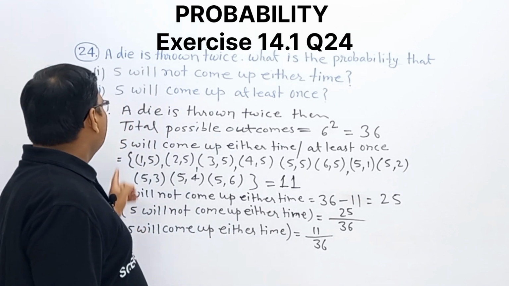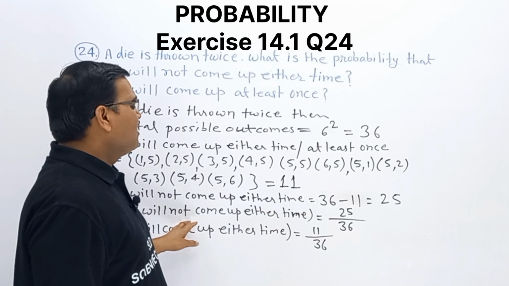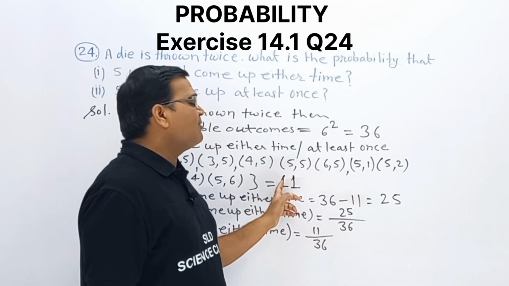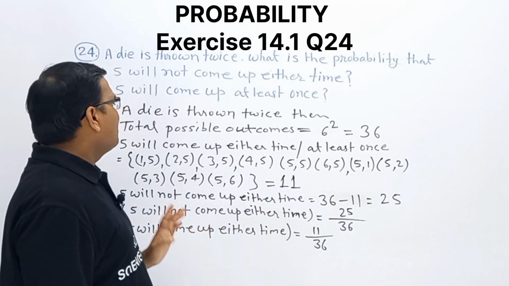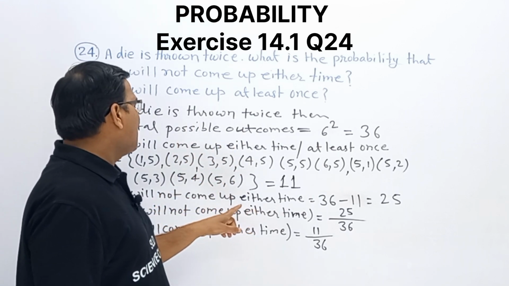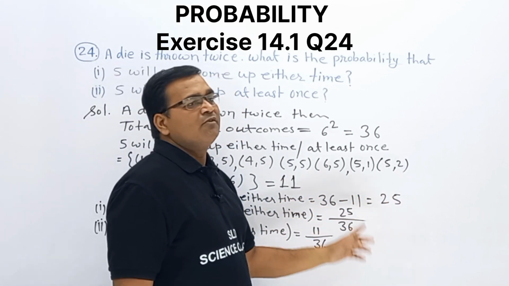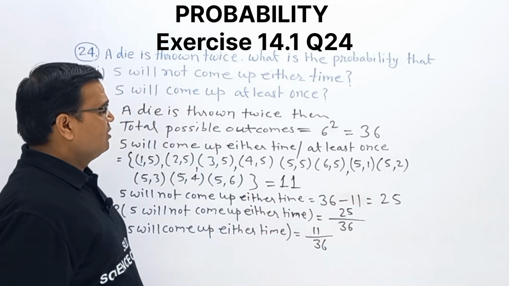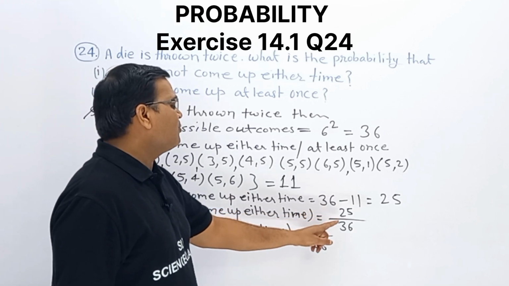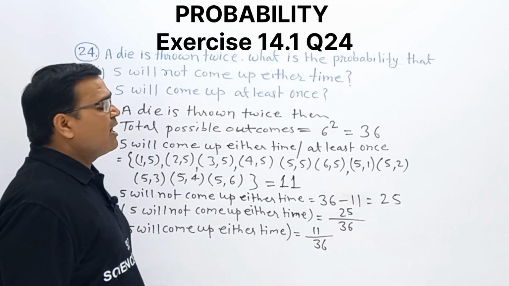Clear? Now in the first one we want 5 will not come up either time. It means total possible outcomes are 36, but 11 times 5 will come up either time. So 5 will not come up either time will be 36 minus 11, 25 times. So number of favorable outcomes will be 25. 25 upon 36 will be the required probability of 5 will not come up either time.